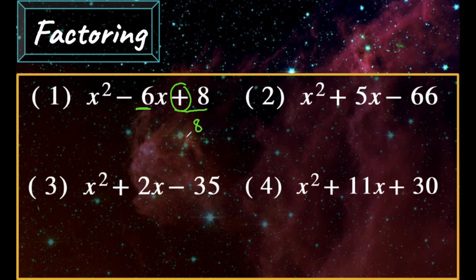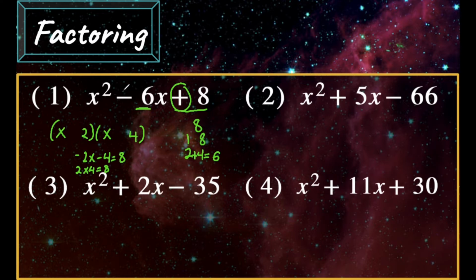So when we think of factors of 8, we think of 1 and 8 and 2 and 4. When we add 2 and 4, we get 6, which is the middle term. So we know that when we split up the quadratic, we're going to split it up into two binomials with x being the first term, and the two other terms are going to be 2 and 4. Since the 8 is positive, the 2 and the 4 both need to be the same sign. If they're both negative, we're going to get positive 8. And if they're both positive, we're also going to get positive 8.